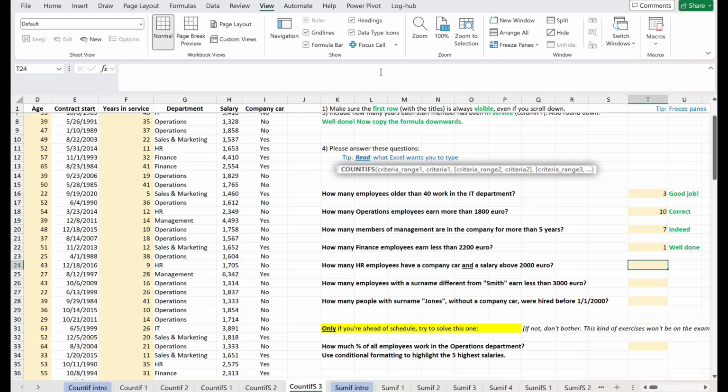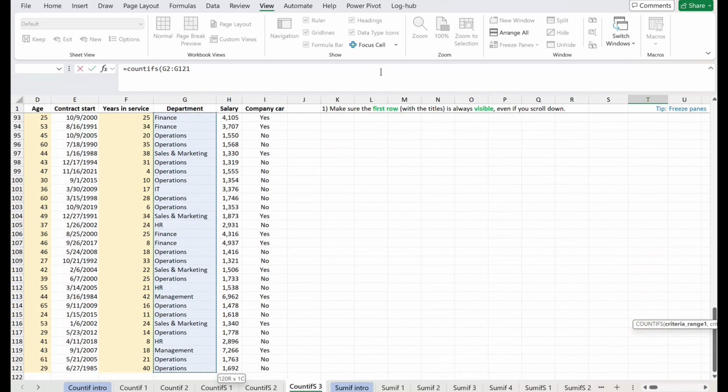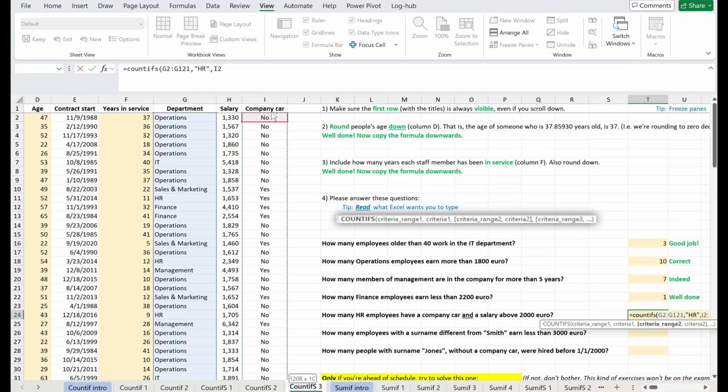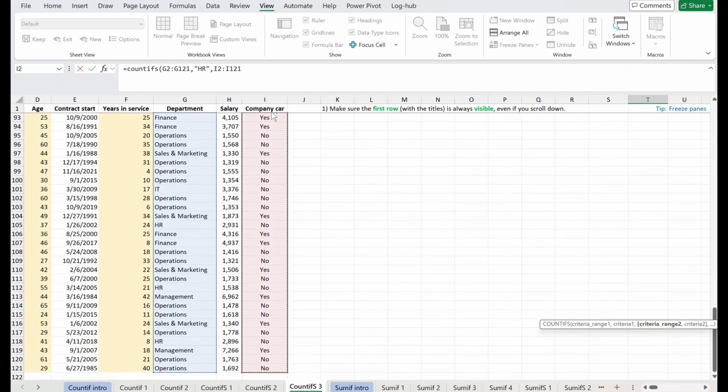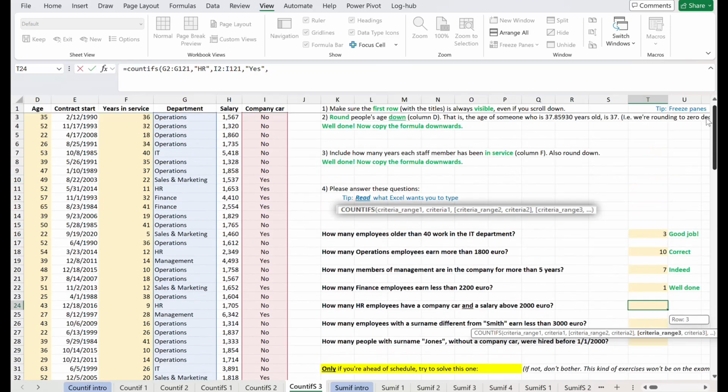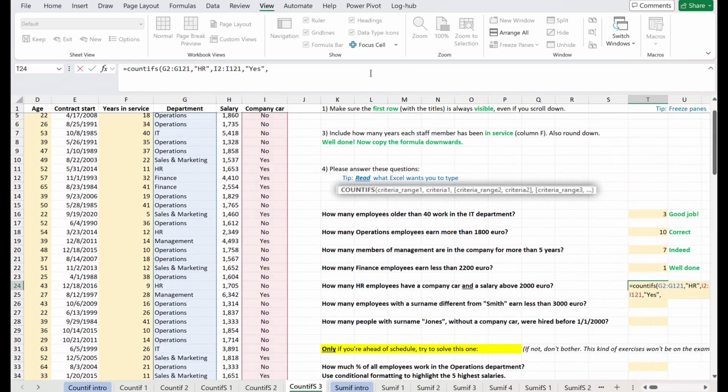The HR employees who have a car and a salary above 2,000. So that's 3 criteria. Countifs. Let's start with the department. The department has to be HR. Then they need a company car. So in column I, we're going to look for the word yes. Every time we see yes, that means they have a company car. And the last one is a salary above 2,000.